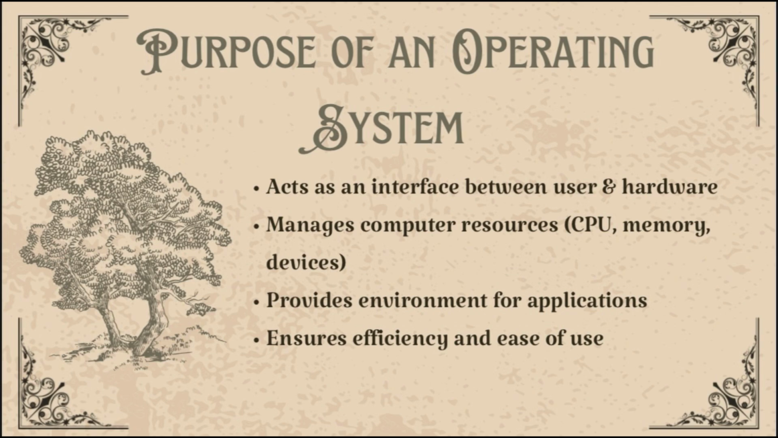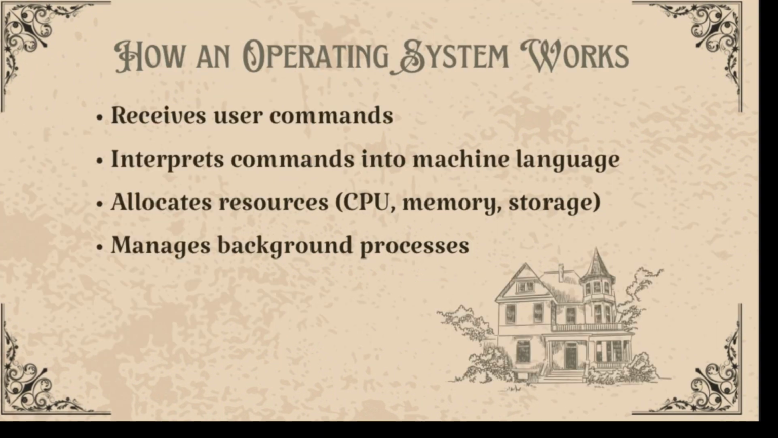For example, when I use Microsoft Word, I don't have to think about memory or processor control. The OS does it for me. And this is the slide on how an operating system works. The operating system receives user commands, interprets them into machine language, and allocates resources such as CPU, memory, and storage. It also manages background processes that run silently. For example, when I open Chrome to browse the internet, the OS gives it memory, schedules CPU time, and still allows me to listen to music in the background.